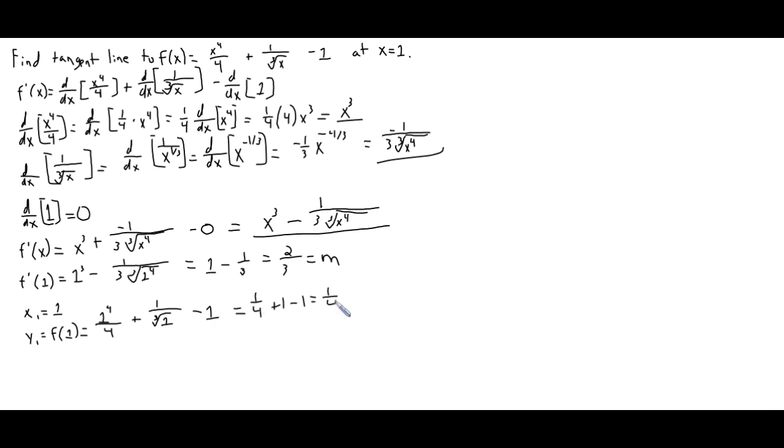And now we can write the equation of the tangent line, right? y minus y1, so y minus 1/4 equals m, 2/3, times x minus x1, which is 1. And so it looks kind of crazy, but if you were to graph out f of x and graph out this line, you would see that they touch at one point, and that is at x equals 1.